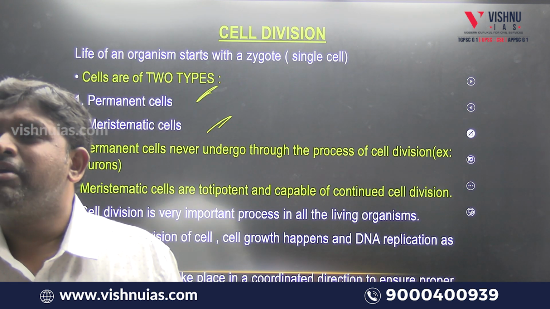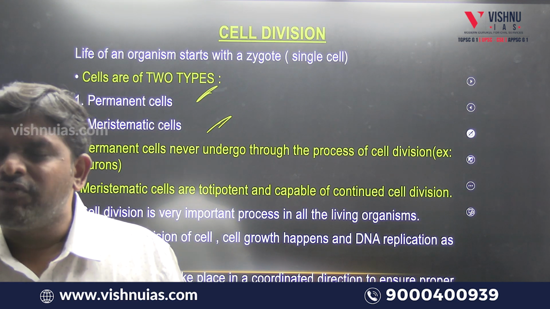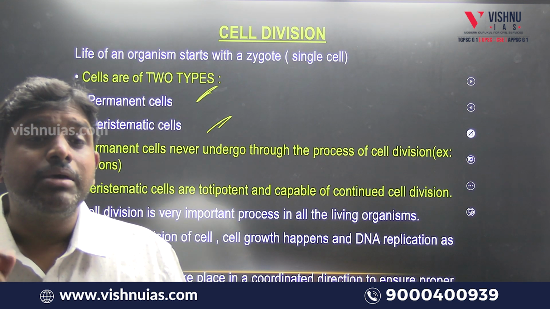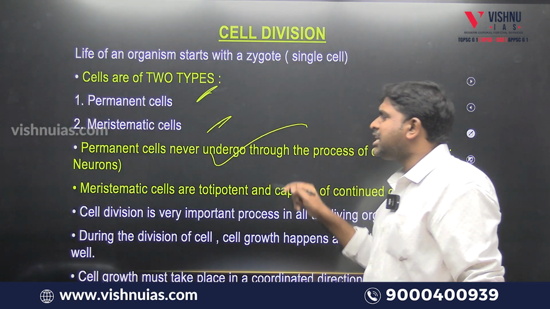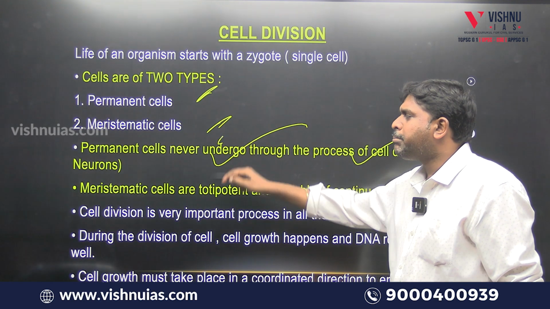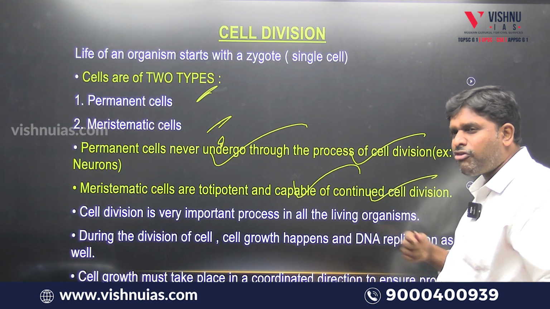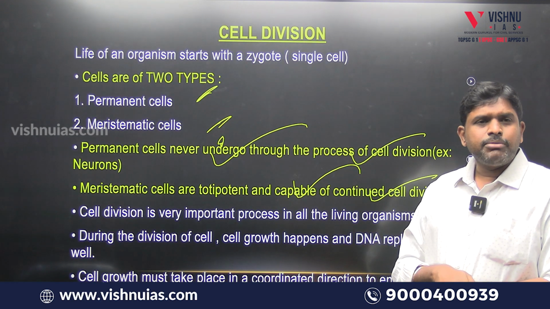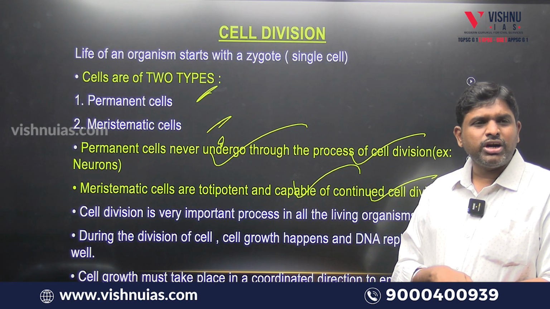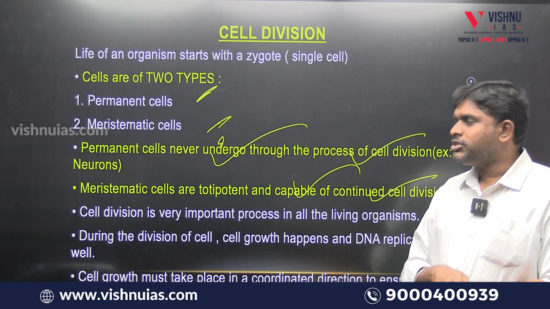Where the cells can be further divided, where reproduction is happening, where division is happening, they are called meristematic cells. Permanent cells never undergo cell division, whereas meristematic cells are totipotent cells and capable of continued cell division. Meristematic cells are also called what? Totipotent cells, where there is a possibility of cell division.